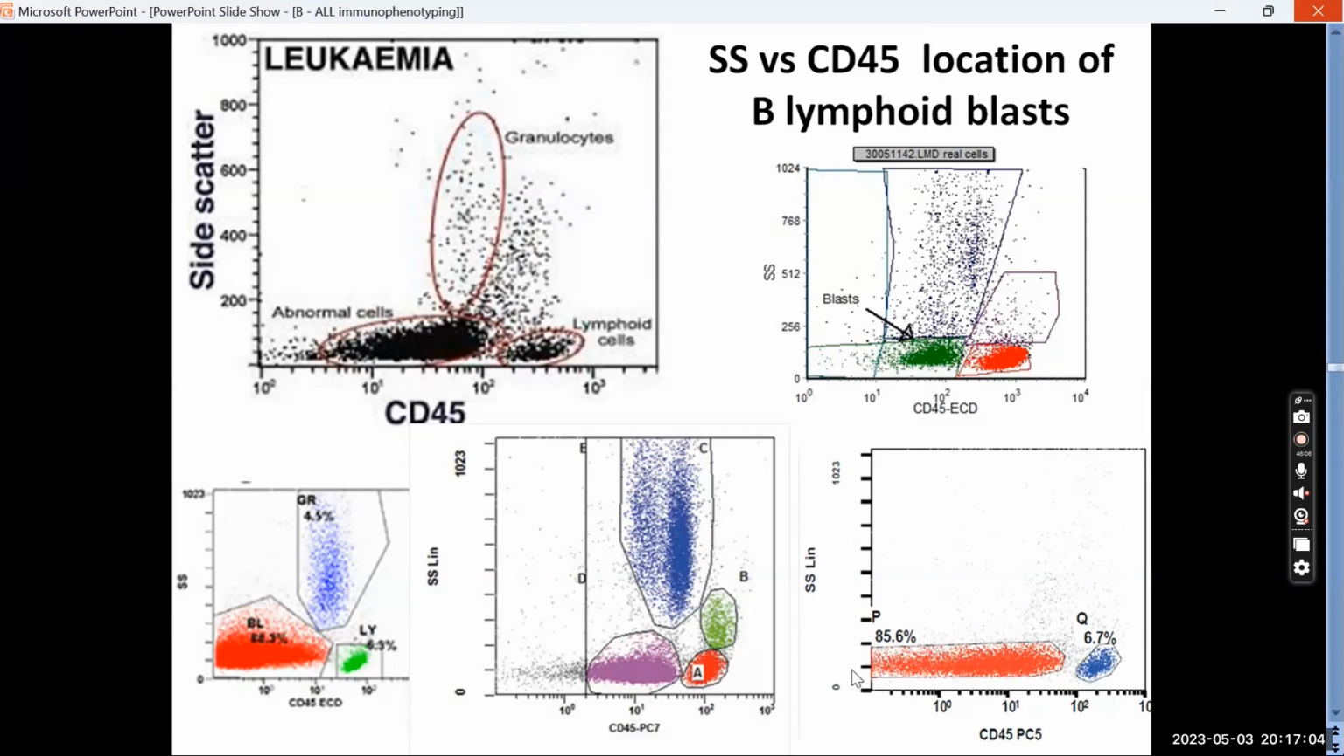And when it goes to negative, B-ALL blasts very commonly show this pattern. Dim to negative. Negative blast. Okay. So green is the monocyte. Here red is the lymphocyte. Here this is the blast. This is the blast. This is the lymphocyte. This is neutrophils. This is lymphocyte. This is blast. And this is blast. This is lymphocytes.